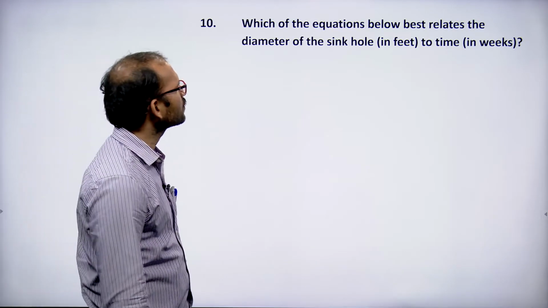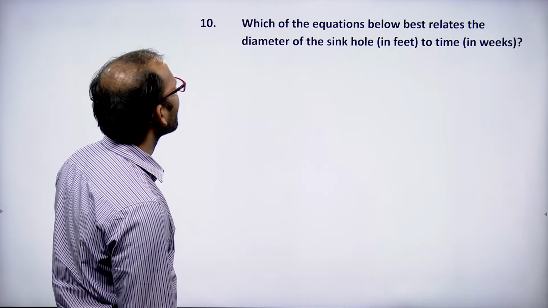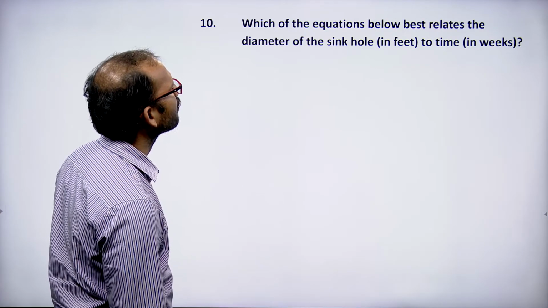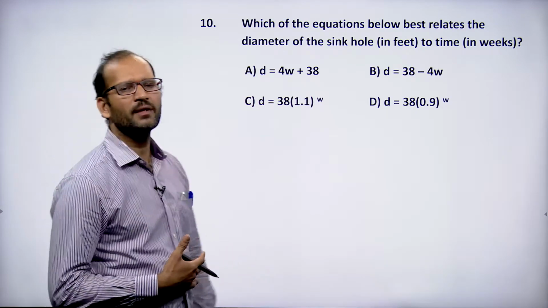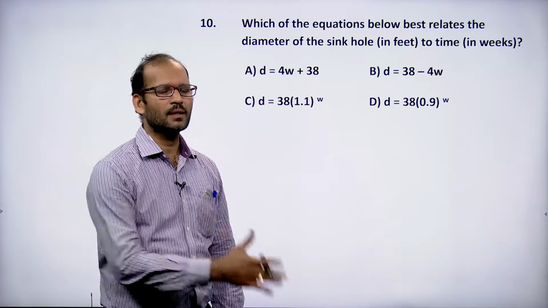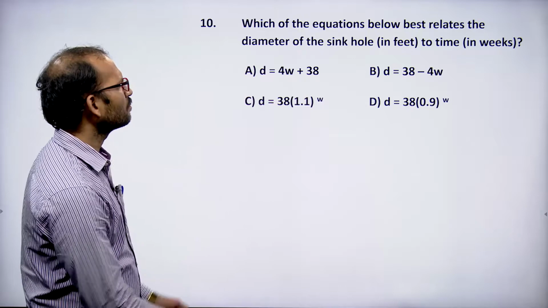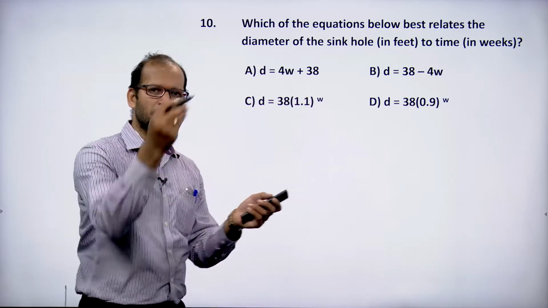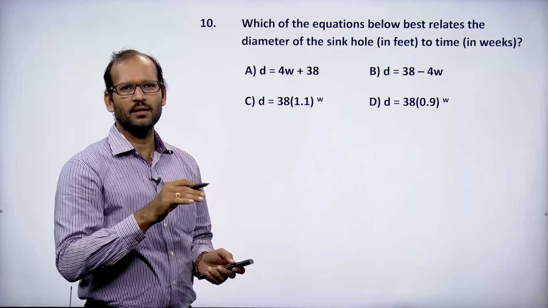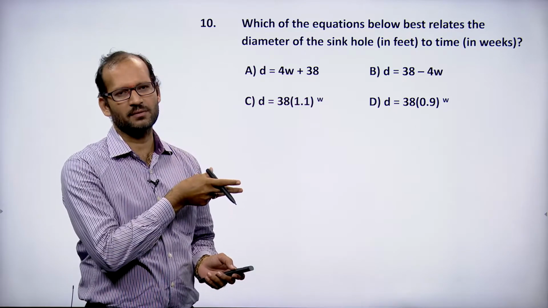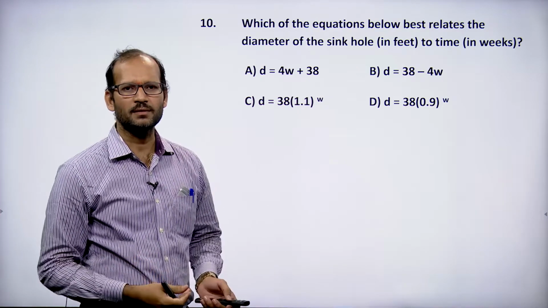Which of the equations below best relates the diameter of the sinkhole in feet to the time in weeks? So which equation gives you the relation between the diameter of the sinkhole and the time in terms of weeks? Simply see the options, substitute the data given in the table. Which equation is satisfied by the data in the table? That is my answer.